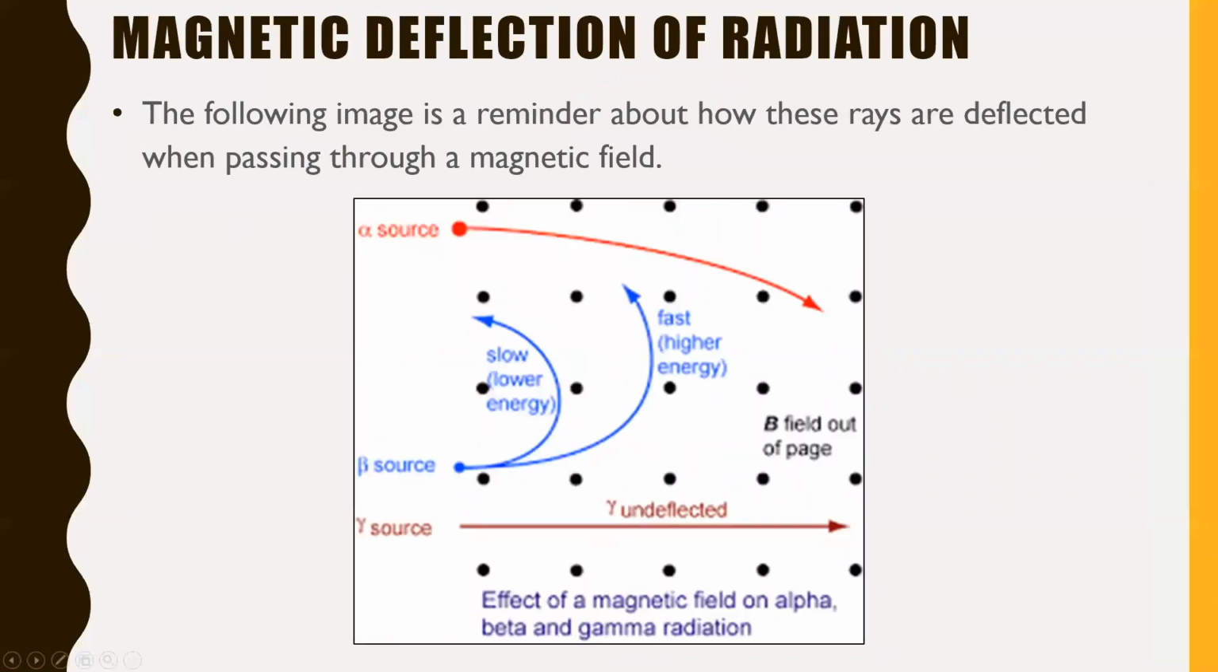All right, moving on, magnetic deflection of radiation. The following image is a reminder about how these rays are deflected when passing through a magnetic field. This comes back down to the idea of cathode rays. Remember, cathode rays are just charged particles. Under alpha decay and beta decay, you're producing an actual particle. It's like a cathode ray, right?